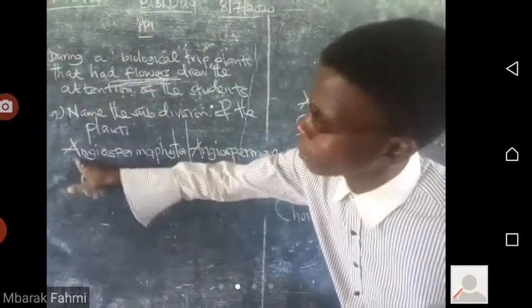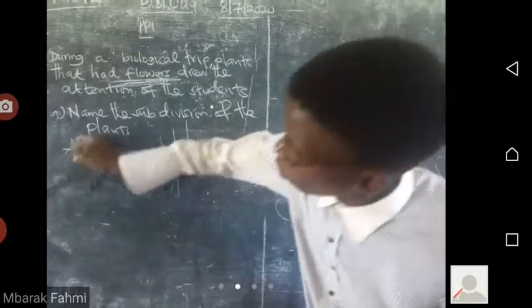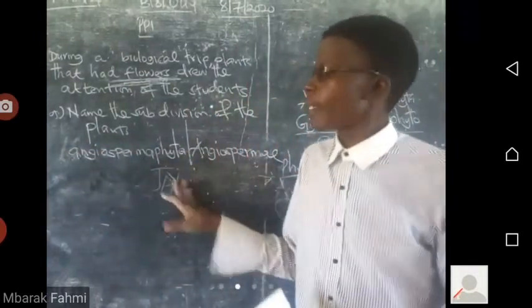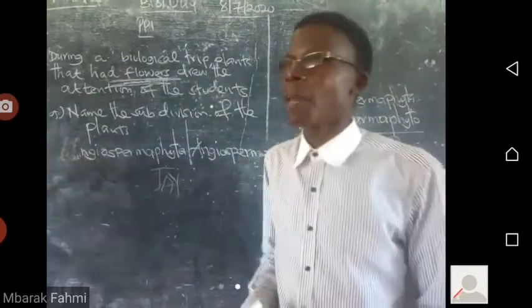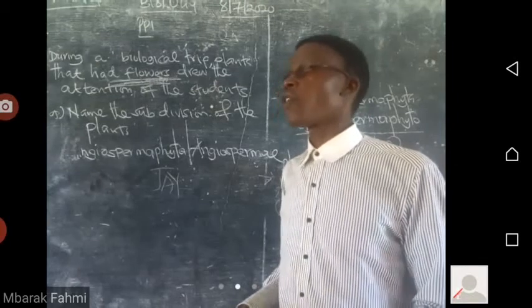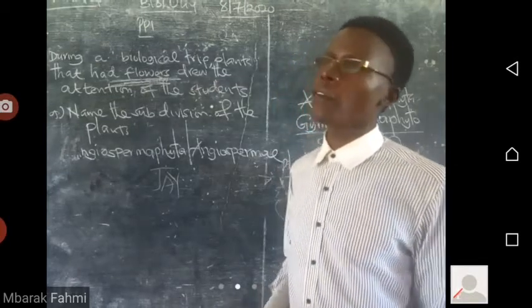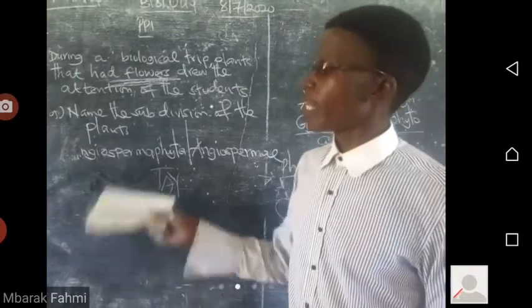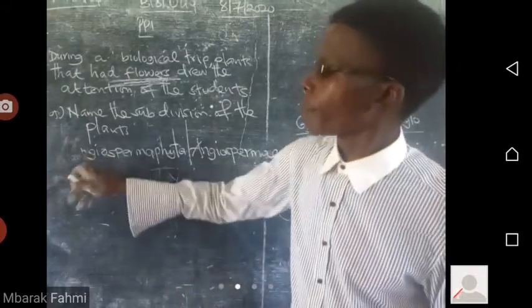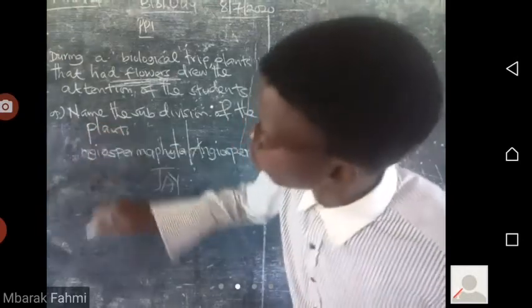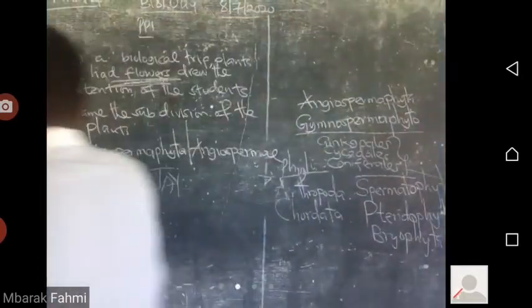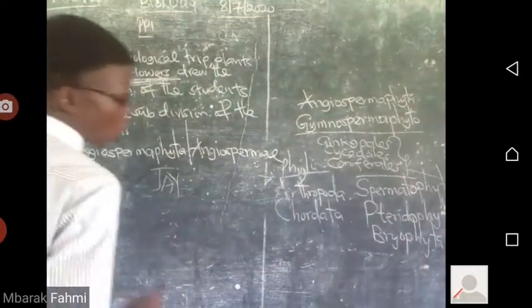And the first name must start with a capital letter. So the student who writes it without a capital letter will not score, because angiospermophyta is a Latin word, and Latin was the first language of civilization, and therefore all the scientific names were given in Latin. Remember, Latin names do not change, so that is why the scientific names were given in Latin. So this is angiospermophyta and must start with a capital letter.